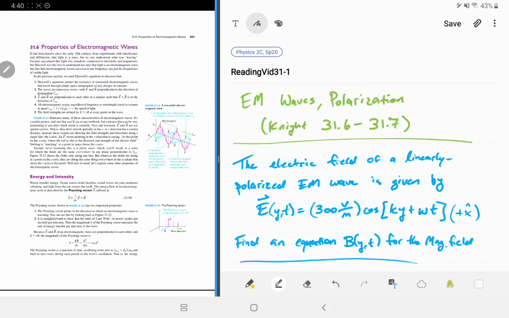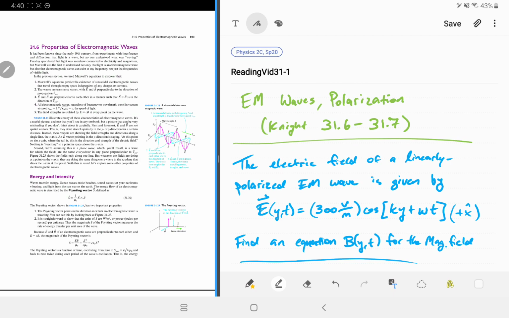Hello everyone, this is the first and only video from chapter 31, and we'll be talking about electromagnetic waves and polarization in these two sections. We want to look at E&M waves a little bit more quantitatively, and so this practice problem gives us the electric field as a function of position. We want to find the magnetic field as a function of position.